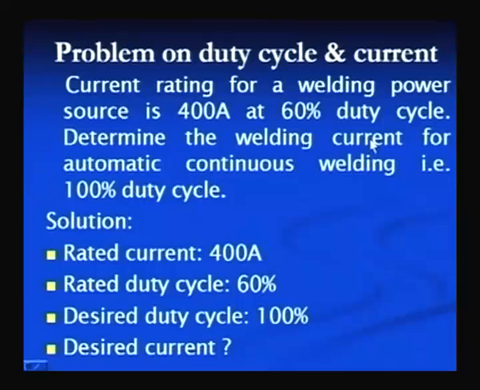So, to determine the welding current at 100% duty cycle, we have these values. The rated current is 400 ampere at the rated duty cycle of 60%, and the desired duty cycle is given as 100%, and the desired current is to be determined or evaluated. That is what is meant by determining the welding current for 100% duty cycle or for automatic continuous welding.